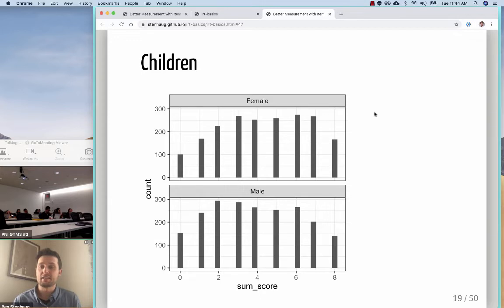In this process, the way I always do it is I do this sum score as a descriptive piece before I go and do the actual item response modeling. You get a nice distribution: some kids know all 8, some kids don't know any, most are somewhere in the middle. The distribution across sexes looks pretty similar, maybe females a little bit higher, a little bit more 7s and 8s.